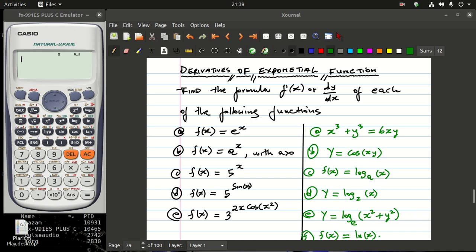In matter of fact, I would say this: try and find the derivative of these exponential functions and see what you are getting. But if you are not getting anywhere, you can proceed with the video. If you think you can try, and after trying, you get stuck, then you can proceed with the video.